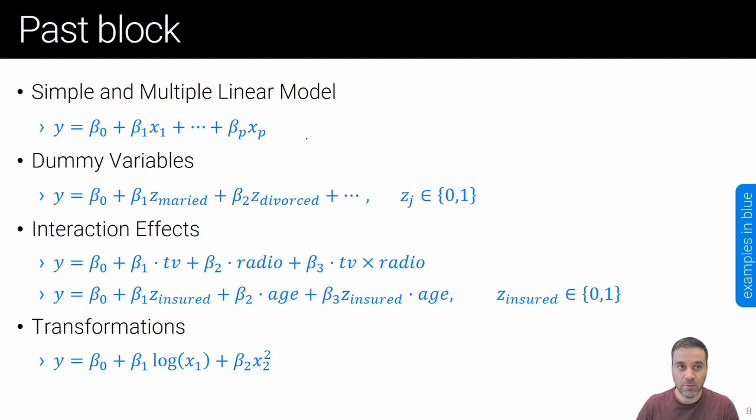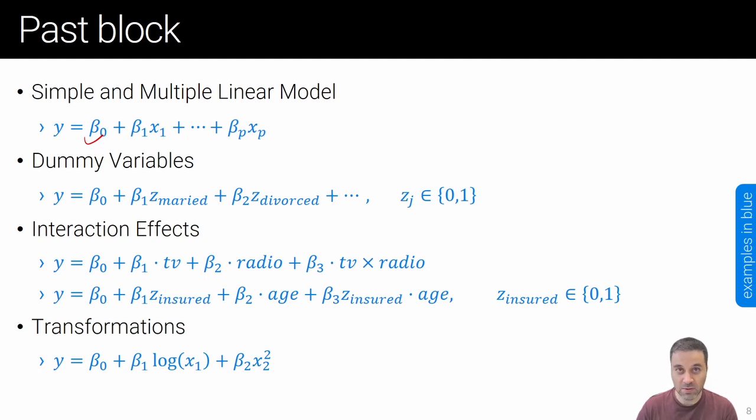So just as a quick recap, what kind of models did we see so far? Well, we have the simple and multiple linear model. It's just a matter of how many predictors we have. So there's an intercept beta 0, and then every variable xi has a certain coefficient beta i. So in this case, we have up to p variables, so up to p betas.